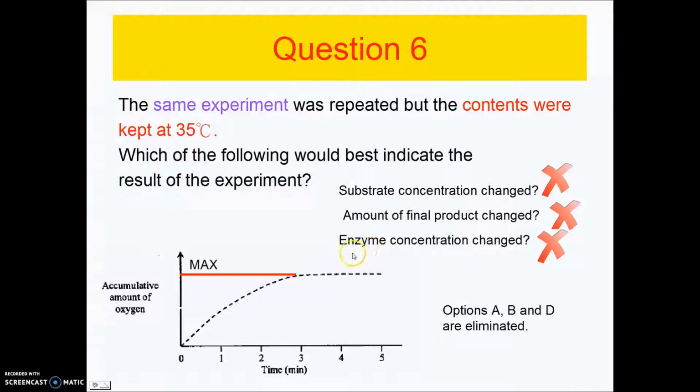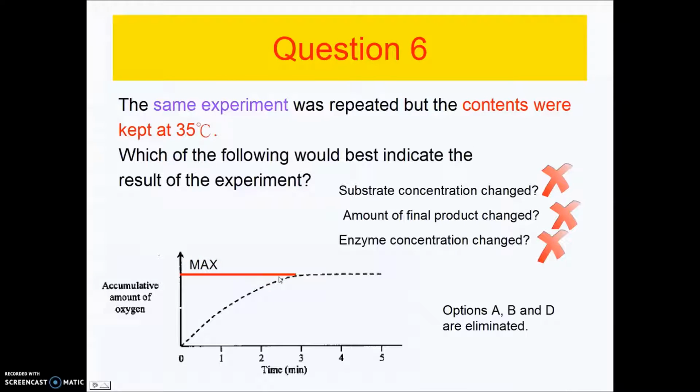And the third question, enzyme concentration. Any change? Also no change. So the case is that the same enzyme concentration, the same substrate concentration. So we can see that we will not produce more product. So the maximum level is limited.